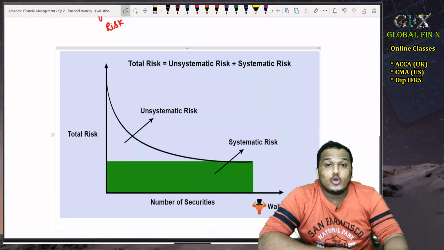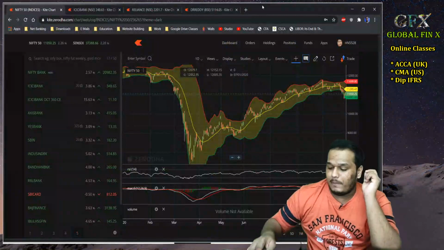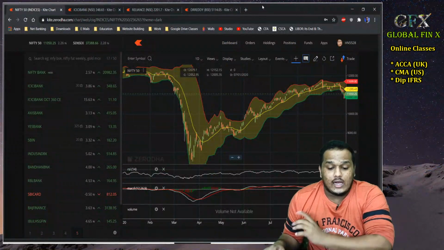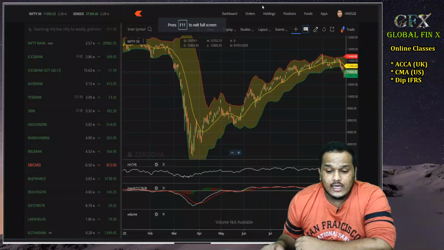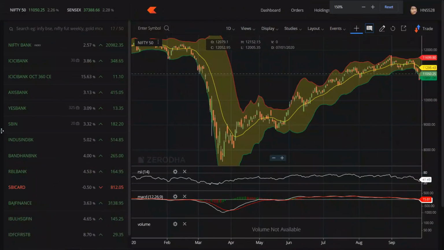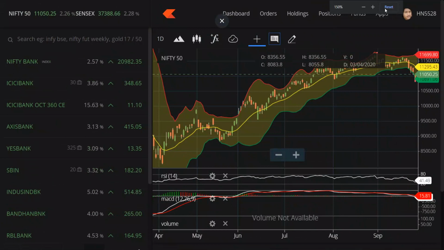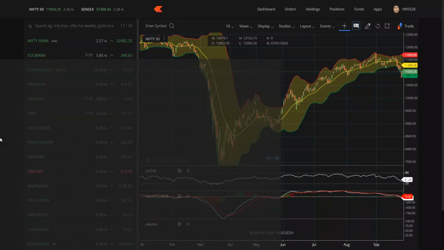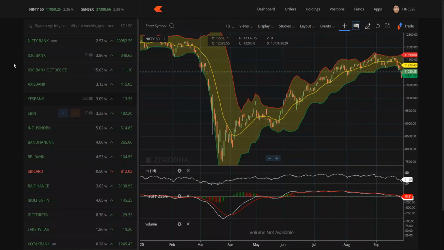To show you systematic risk, I have already opened multiple charts on my browser. I'll switch to full screen mode. I hope you are able to see the chart clearly. This is the maximum zoom; I can't zoom in more than this, it will just make the entire thing clumsy, so let me keep it like this. Now you can see on your screen, this is a chart of Nifty 50.